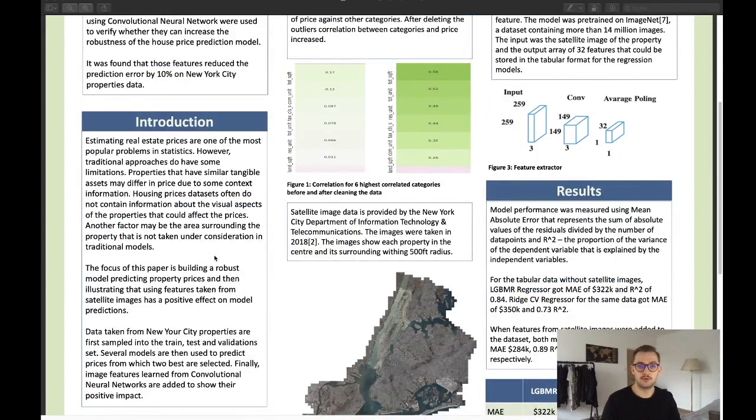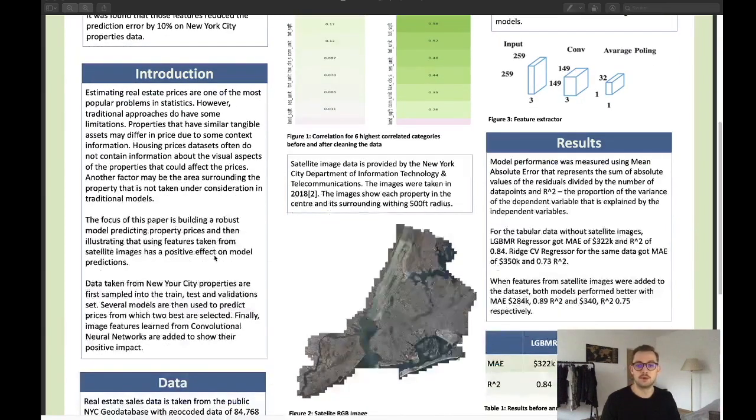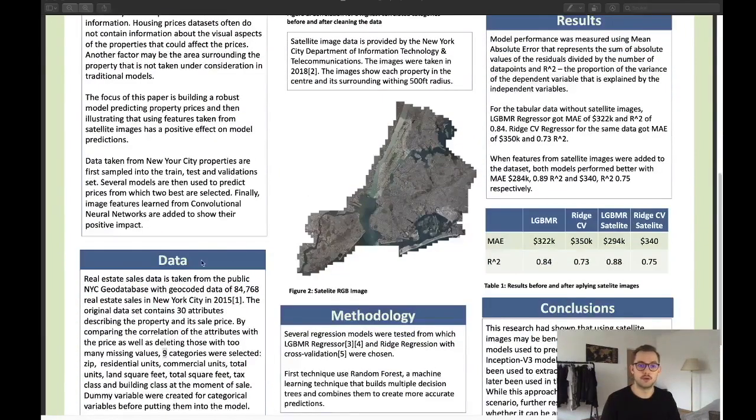So estimating prices is one of the most popular statistics problems. However, some properties, even though they may have similar tangible assets, may differ in contextual assets, like a neighborhood or just visual features of this particular property. Therefore, it had been decided to use visual features from satellite images to check whether those could improve the model.